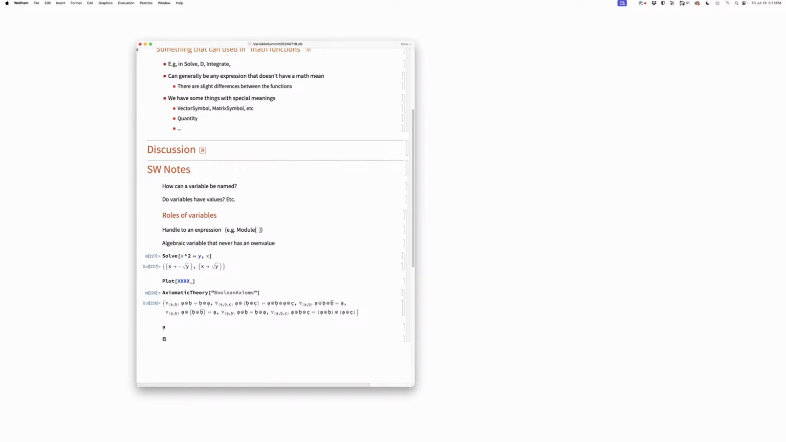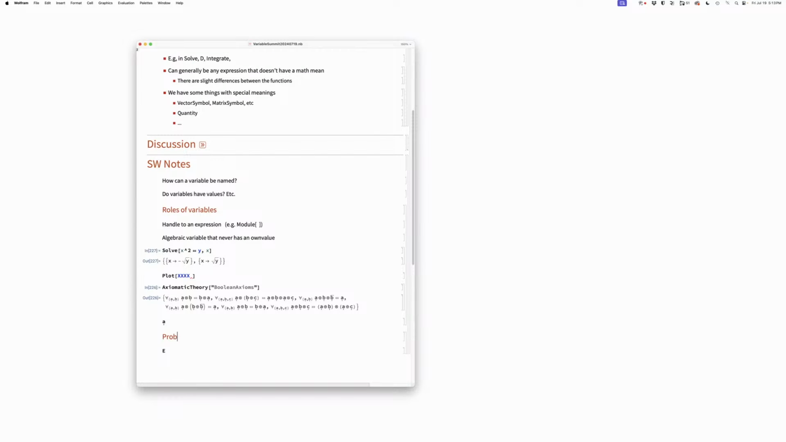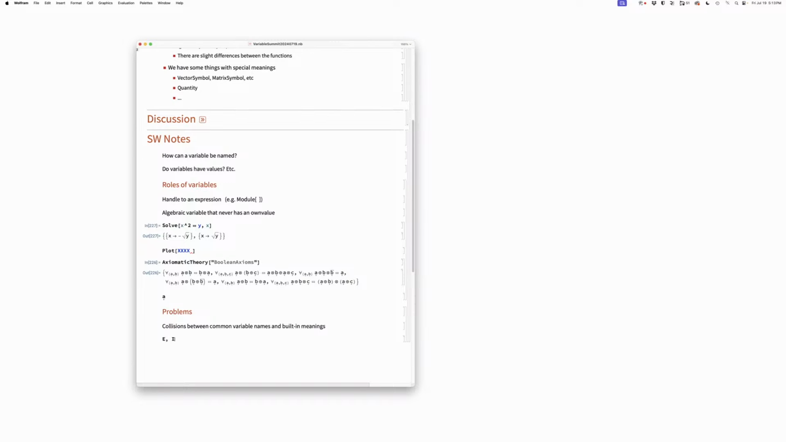Okay, let's talk about problems. Here's the problem: people want to use E as a variable. Let's list problematic variables. One is collisions between common variable names and built-in meanings. That'll be E, possibly pi, though much less likely pi.